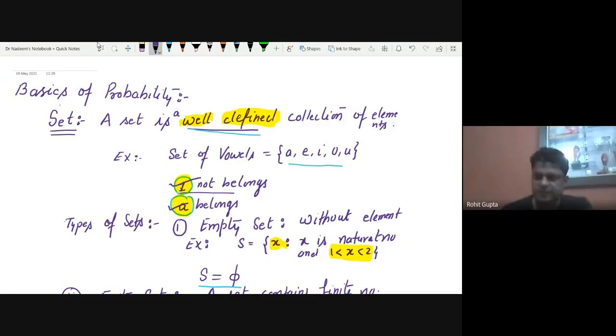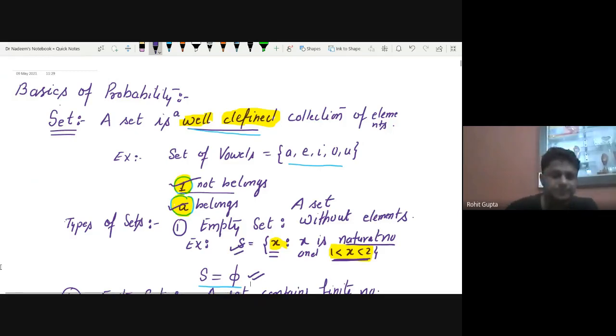Types of set. First of all, we discuss the empty set. Empty set means a set without elements, there is no element in this set. For example, there is a set S which contains elements of type x, such that x is a natural number and lies between 1 and 2. It is quite clear there is no natural number which lies between 1 and 2. So the set S is nothing but the empty set.